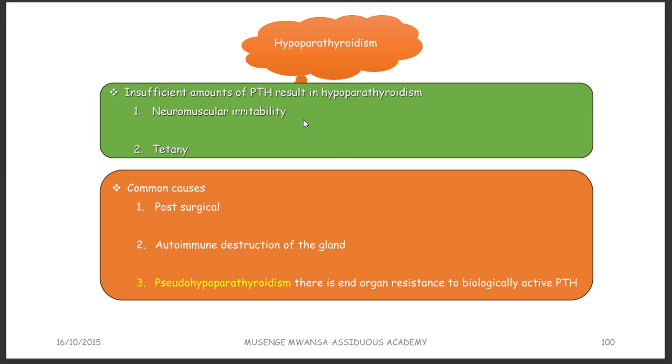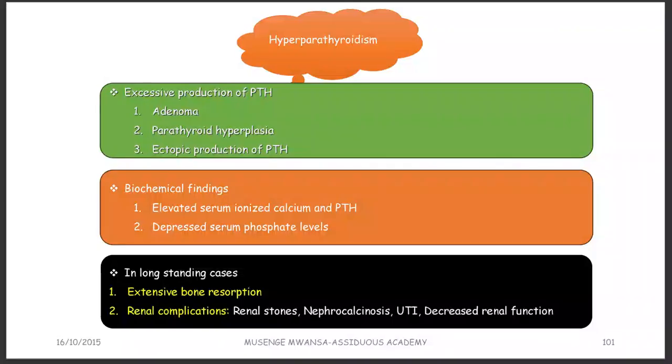meaning the gland itself is producing parathyroid hormone, okay, but then those target organs that are supposed to respond to the parathyroid hormone are not working. They are resisting. So that's pseudohypoparathyroidism. And then hyperparathyroidism is excess production of parathyroid hormone.